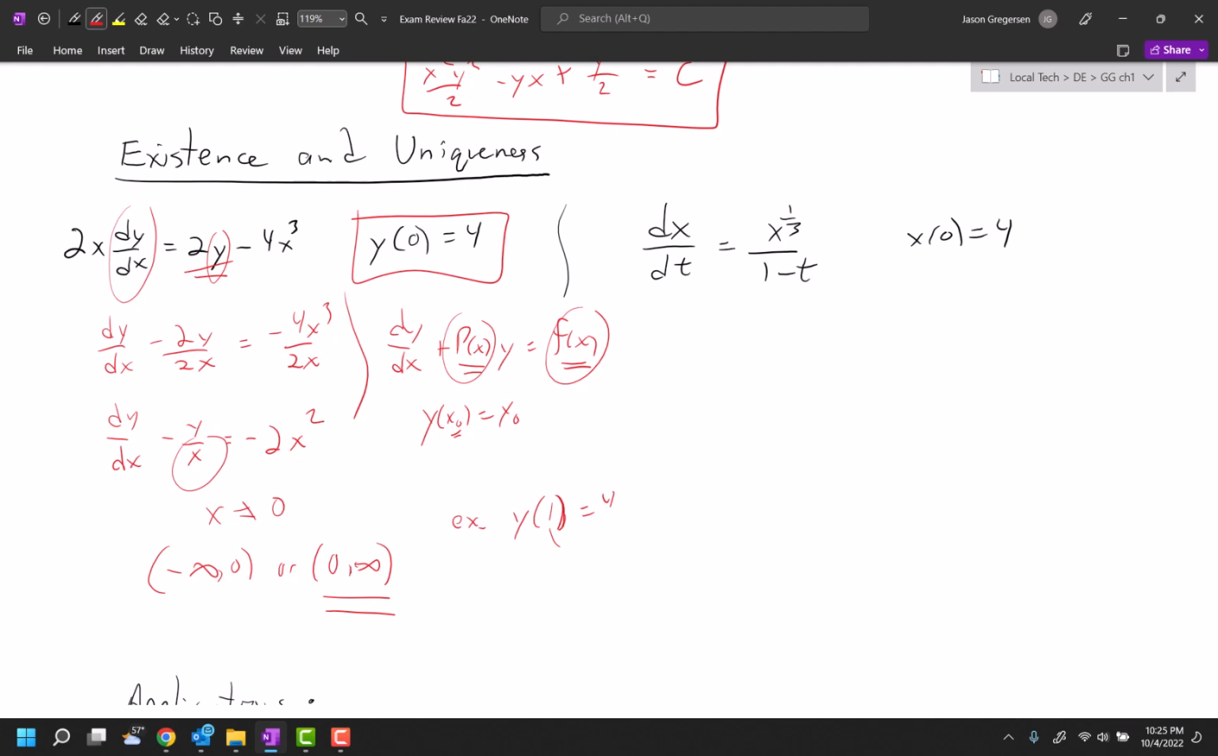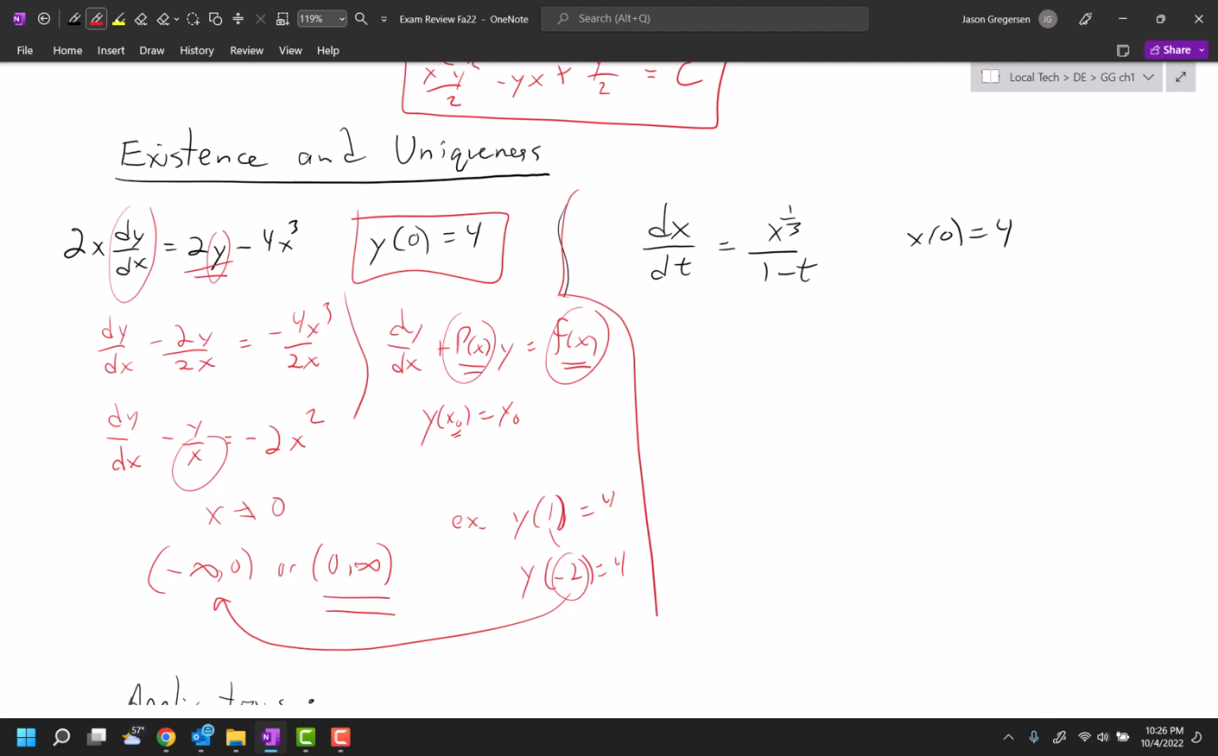If I had a different initial condition, like y of negative 2 equals 4, I'm looking at the x value and saying that x value is in this interval. So I would say there does exist a unique solution on the interval from negative infinity to 0. So that's our first order linear theorem. Now we also have a theorem for nonlinear differential equations.